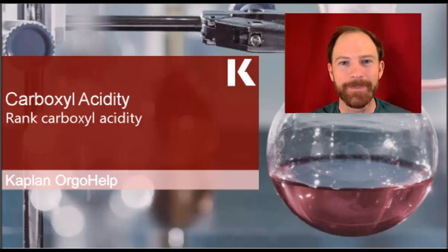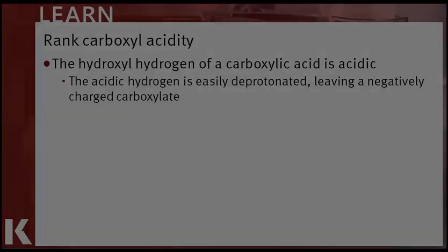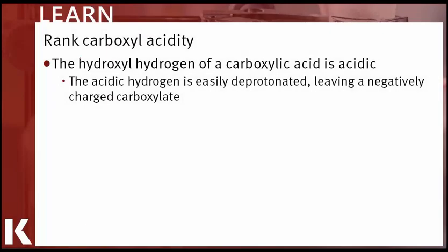Hi, my name is Chris Murphy, and in this video, you're going to learn how to rank carboxyl acidity. When you rank carboxyl acidity, start out by looking at the hydroxyl hydrogen. That's the hydrogen that's going to be the most acidic. It can fairly easily be deprotonated, and when it's deprotonated, it leaves behind a negatively charged carboxylate.